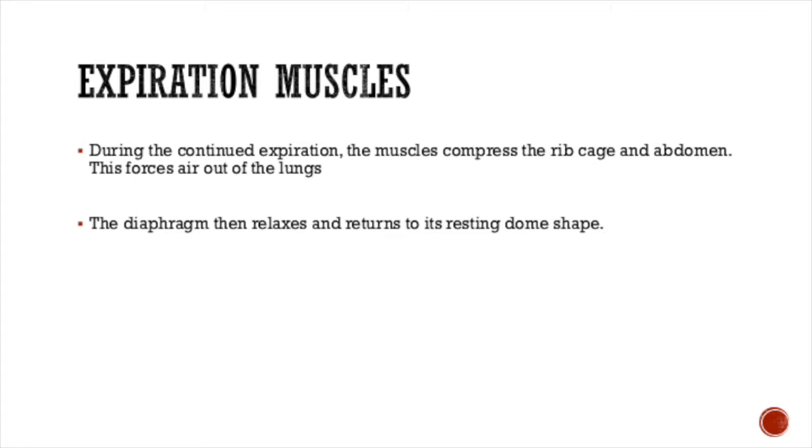As expiration continues, the muscles compress the rib cage and abdomen, thus forcing air out of the lungs. The diaphragm then relaxes and returns to its resting dome shape.